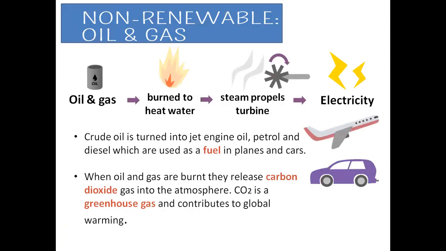Now comes the non-renewable oil and gas. The oil and gas burn to heat water. Steam propels a turbine, and then there is a production of electricity. The crude oil is turned into jet engine oil, petrol, and diesel, which are used as fuel in planes and cars. When oil and gas are burned, they release carbon dioxide gas into the atmosphere. Carbon dioxide is a greenhouse gas and contributes to global warming.